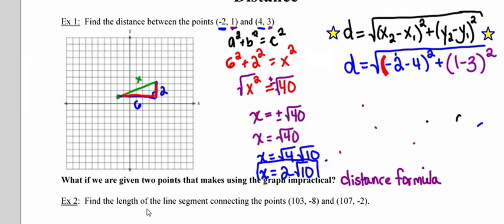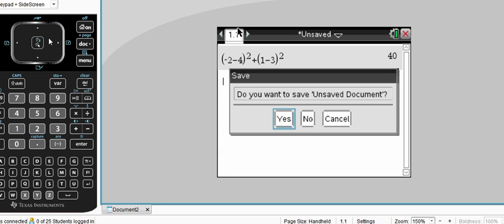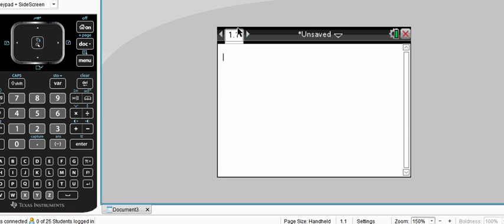with the open parentheses. So I'm going to dig out my graphing calculator. You should dig out your graphing calculator as well. Once I get to my graphing calculator, I'm going to go ahead and hit the home button. I'm going to hit choice 1 to open up a new document. I'm going to choose not to save the one that was there. And I'm going to add a calculator. And I want to enter that expression exactly as I had it on my paper.